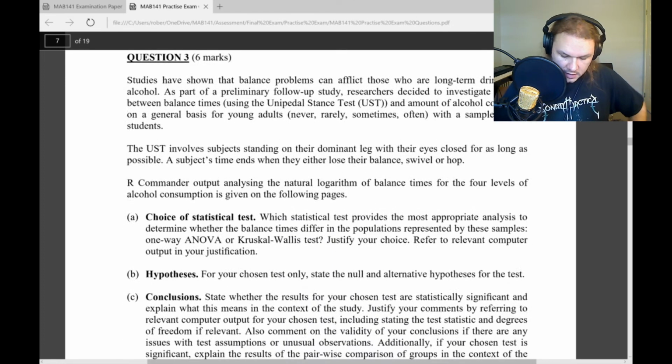Question 3. Studies have shown that balance problems can afflict those who are long-term drinkers of alcohol. As part of a preliminary follow-up study, researchers decided to investigate the link between balance times using the UST and the amount of alcohol consumed on a general basis for young adults using those 4 categories, with a sample of 179 students. So it explains the UST involves subjects standing on the dominant leg with their eyes closed for as long as possible. Subject's time ends when they lose balance, swivel or hop.